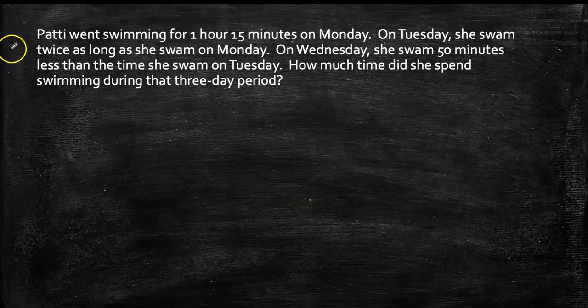Ooh, here we go. Patty went swimming for 1 hour, 15 minutes on Monday. On Tuesday, she swam twice as long as she swam on Monday. On Wednesday, she swam 50 minutes less than the time she swam on Tuesday. How much time did she spend swimming during the last 3-day period?